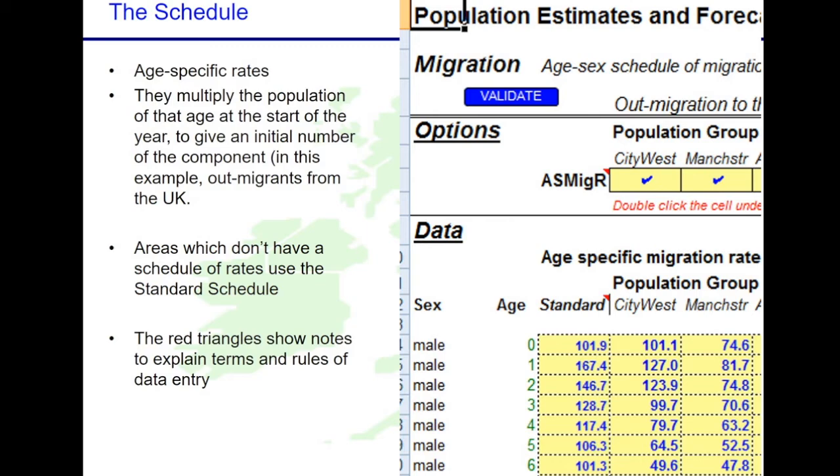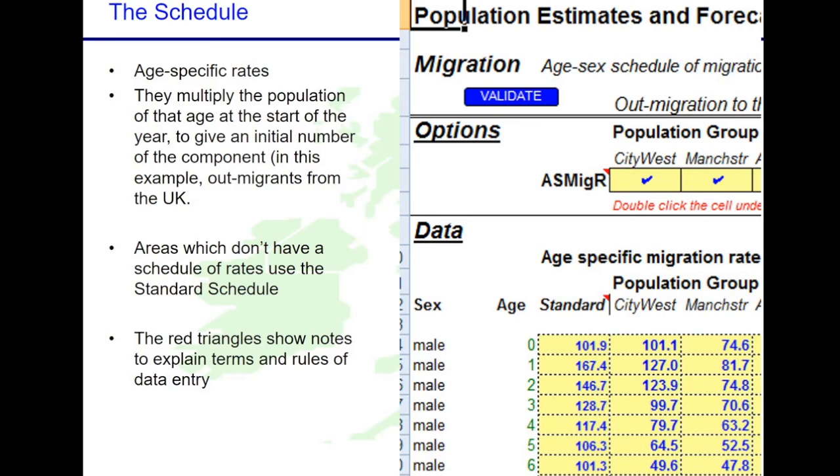So let me look at some of these demographic inputs in more detail. So if we're talking about a schedule, this shows a schedule from an input file on migration. This contains a set of age-specific rates of migration. And we use these to multiply the population of that age at the start of the year to give an initial number of the particular component of change. So in this case, we're looking at outmigrants from the UK.